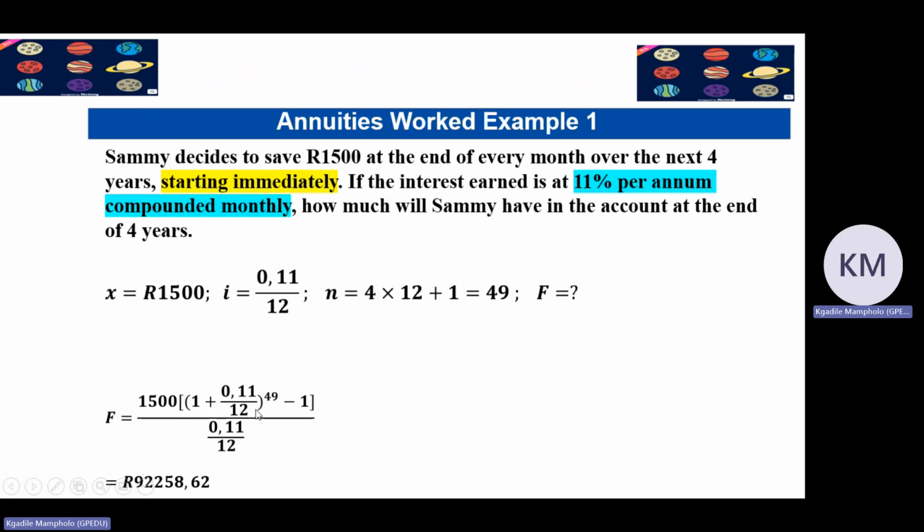So then you substitute, then you punch on the calculator to get the answer. So meaning that at the end of the 4th year, Semi will have 92,258 rand 62 cents.